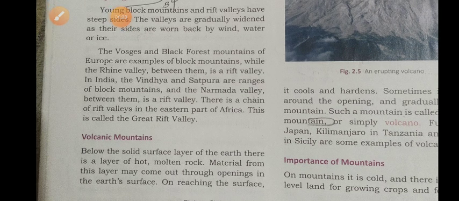What is a volcanic mountain? A mountain formed by the piling up of rocks that come out from below the earth's surface in molten form and cool and harden after coming to the surface. It is called a volcanic mountain.